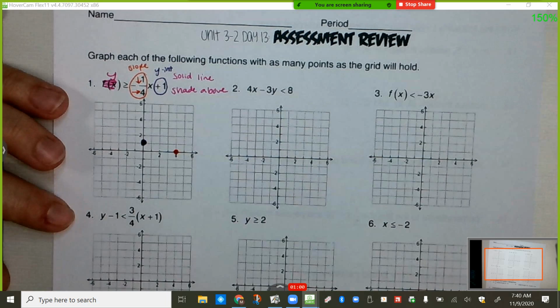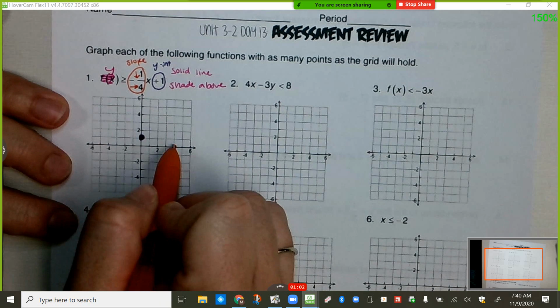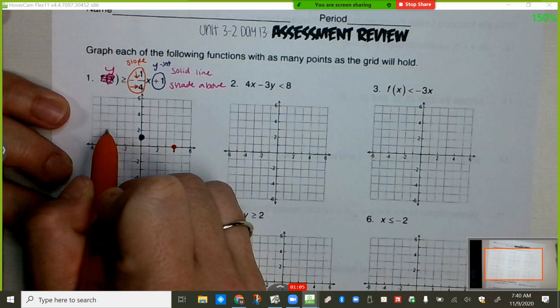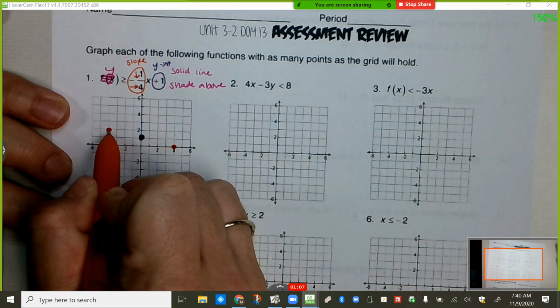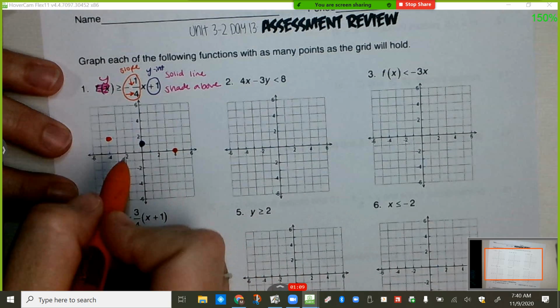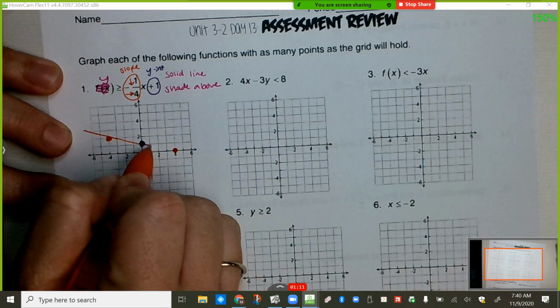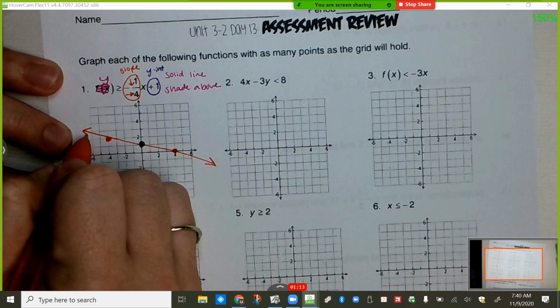Okay, I can only put up one other point, but I can also go up 1, left 4. So again, we said solid line and shade above.